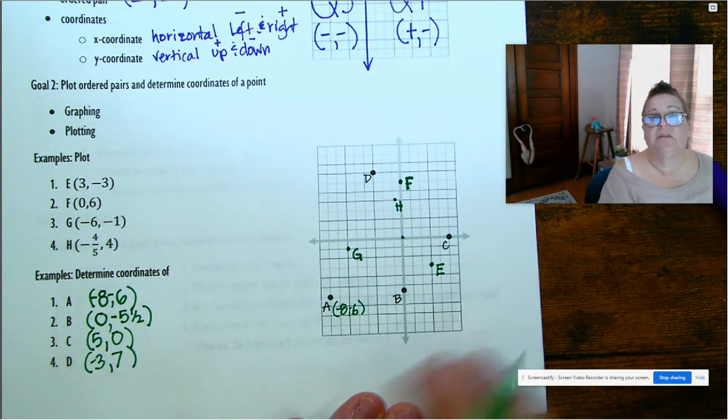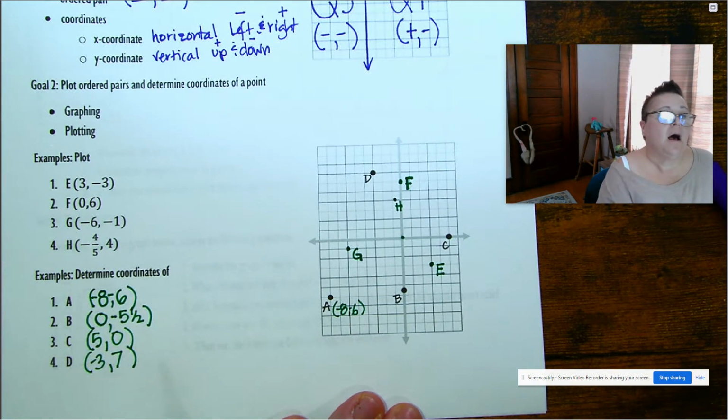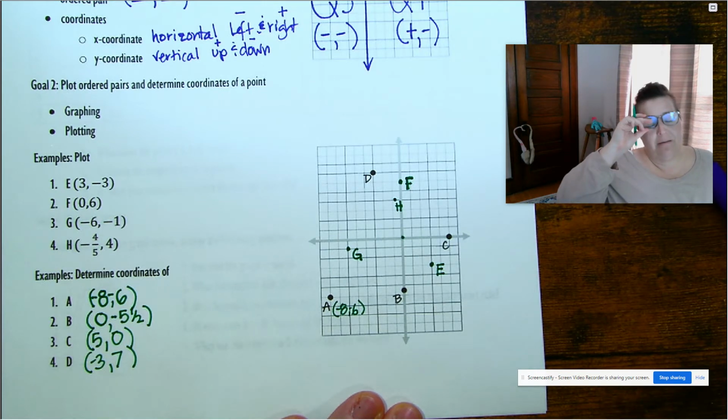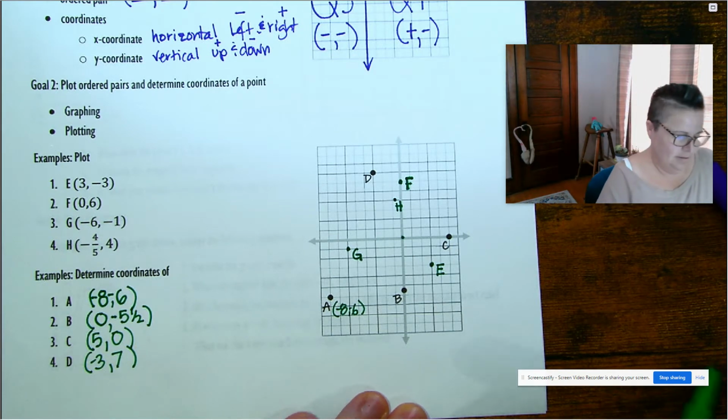Right? Each one of those have now been given coordinates. I usually double check them because sometimes my counts are off. I'm a math teacher. I can count sometimes.